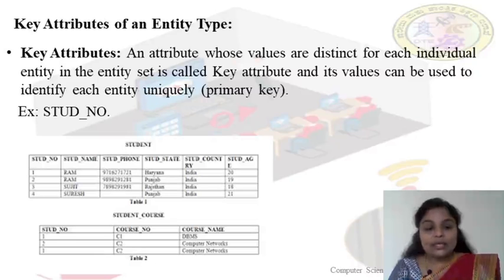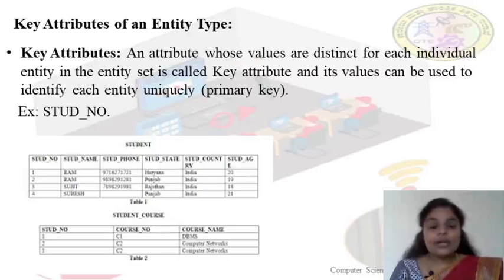So what am I doing here? This unique value I'm using to identify each and every row. That unique value is our student number. This field, student number, is called a key attribute. What is this key attribute? Why do I need it?